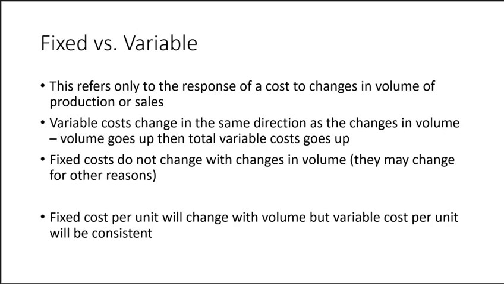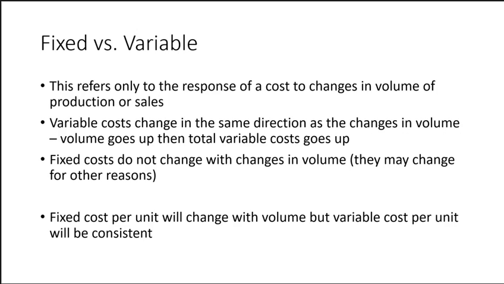If it's variable, it changes in the same direction as the changes in volume. So if we make more of our product, or sell more of our product, or just do more activity, this cost will go up in the same direction as a change in volume. If we reduce volume, meaning we stop doing a certain activity or we do it less, then that cost will be lower, or how much we spend total on that item will be lower. That's the idea of a variable cost.